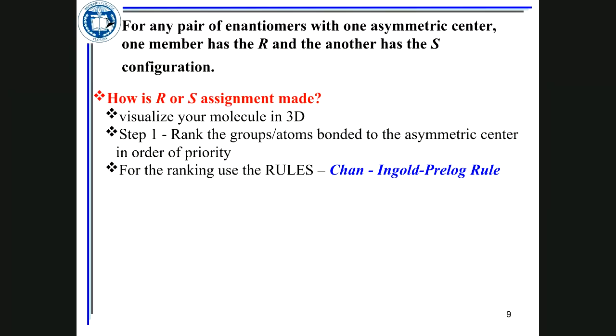We built the pair of enantiomers. So if one is R, the other one is going to be S, because these two are mirror images of each other. When you have a pair of enantiomers, one would be R, the other one must be S. If you find the configuration for the other one is also R, that means these two compounds are the same, so something went wrong.